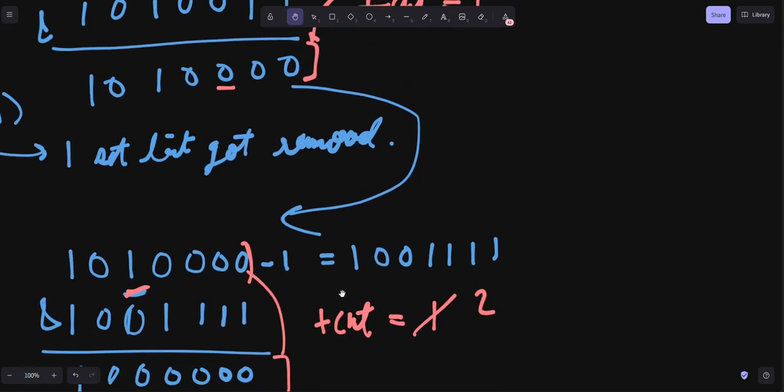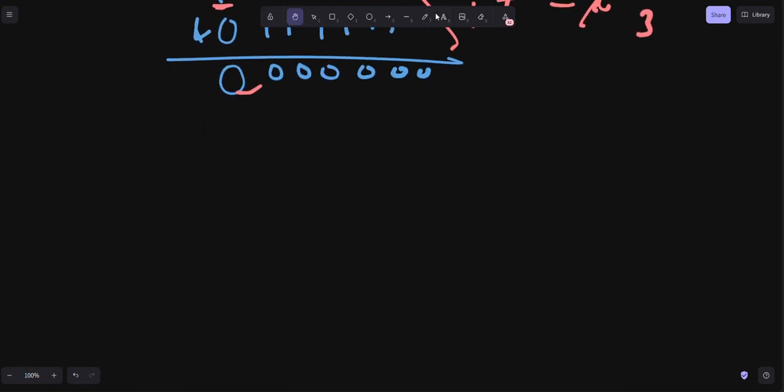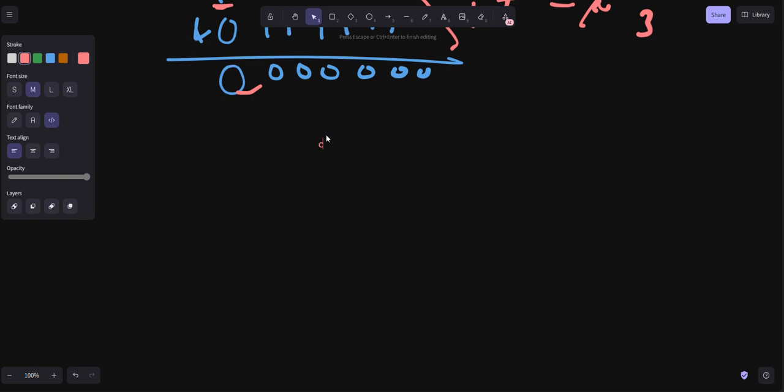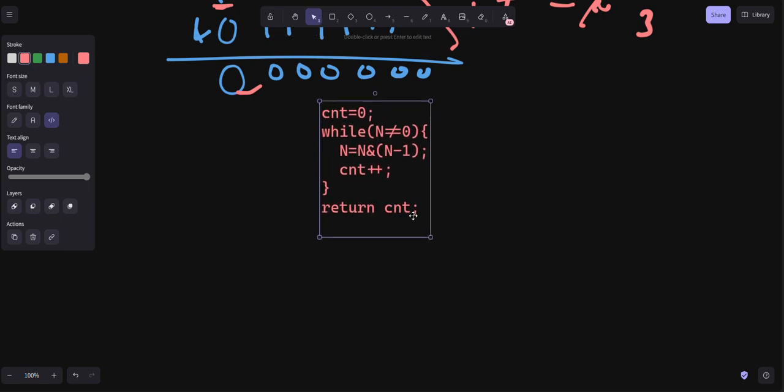So this is how, using bit operation, you can write the code. I'll just quickly write that code. Let's say you have count as 0, and you can say while n is not equal to 0, n is equal to n AND n minus 1, right? And as you do this operation, keep increasing the count and then just return count. That's all. Simple. This is the easiest code.